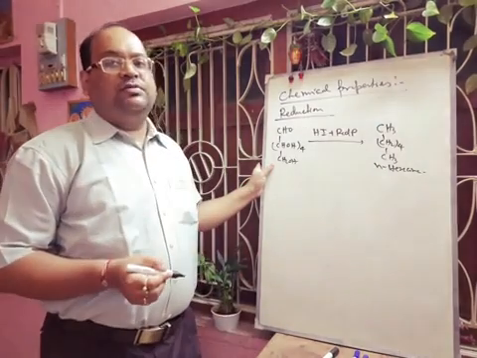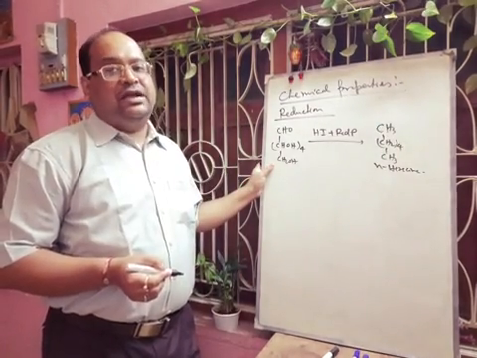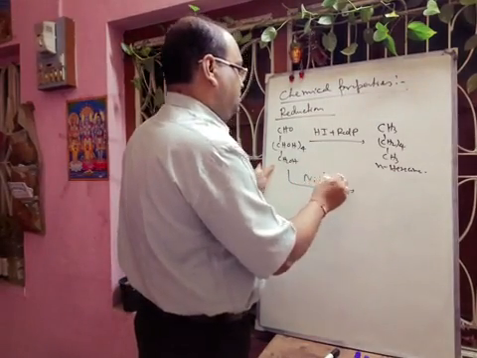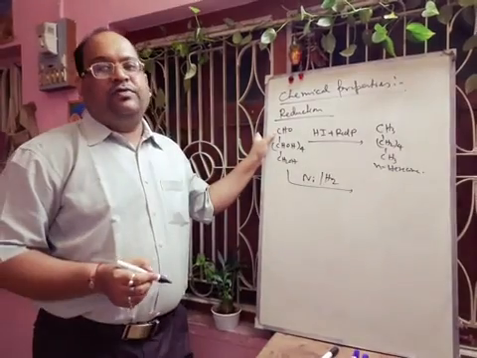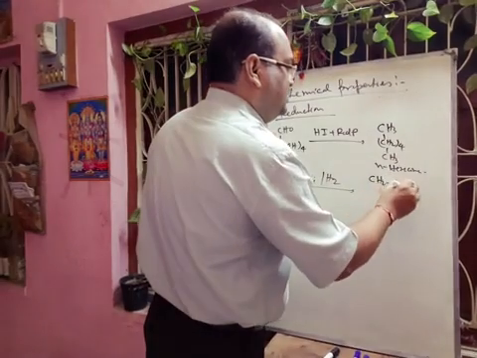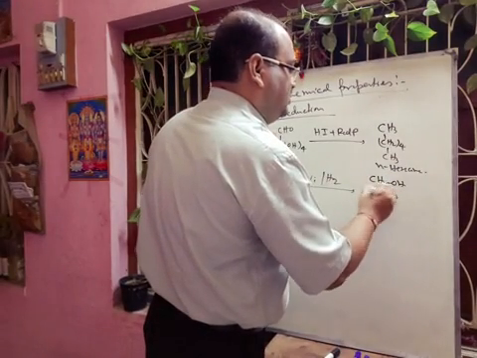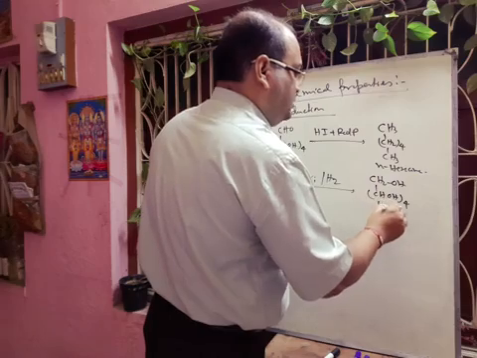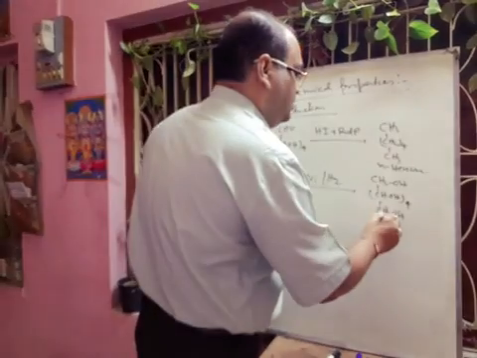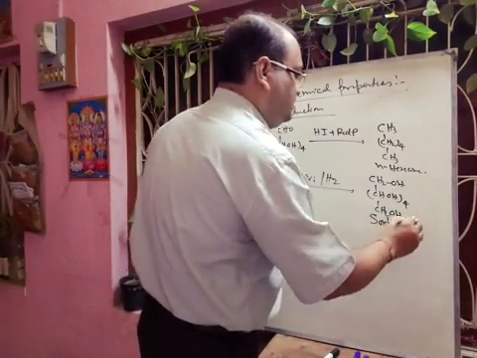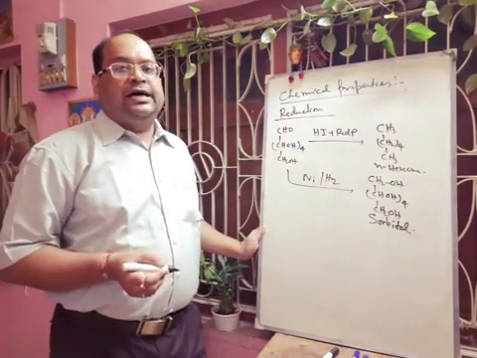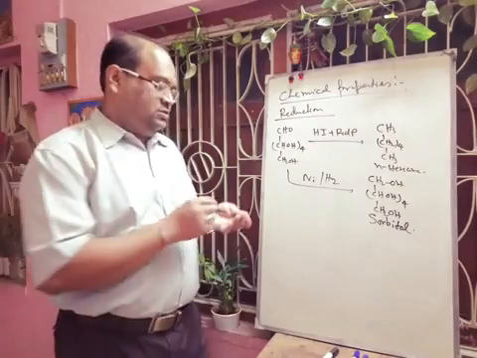But if you add nickel and hydrogen here, then this CHO group will be reduced to alcohol. Then you will get CH2OH-(CHOH)4-CH2OH. And what will be the name of this compound? This is called sorbitol. Next we will discuss the reducing properties of glucose.